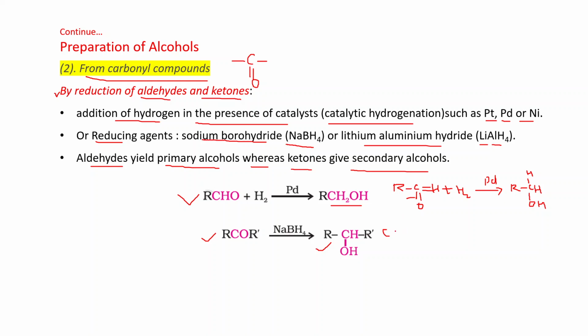Now in case of secondary alcohol, take one particular example, like if we take the ketone CH3COCH3, okay, when this reacts with H2 in the presence of Pd, what will happen? Reduction of this ketone takes place, and this will convert into CH3, this is CH and OH, and this one is CH3. Secondary alcohol is formed. Okay, that is, this bond is broken down. One hydrogen will add to this carbon and one hydrogen will add to this oxygen.